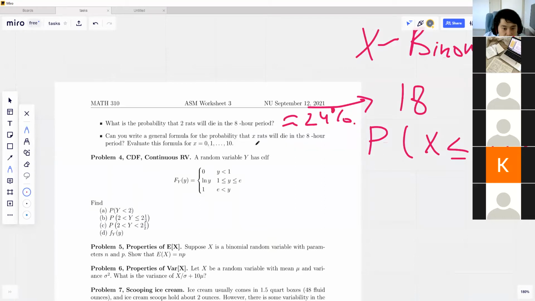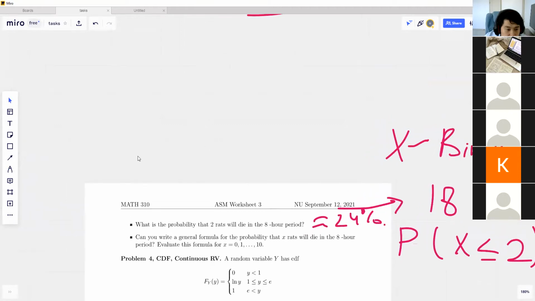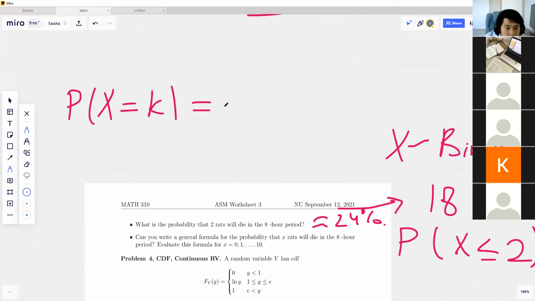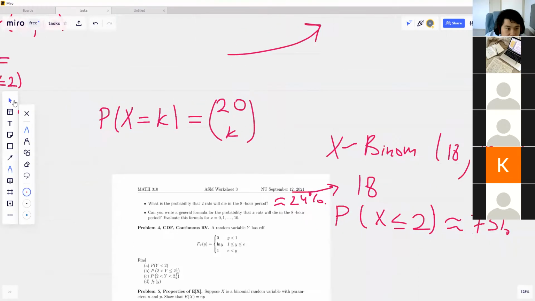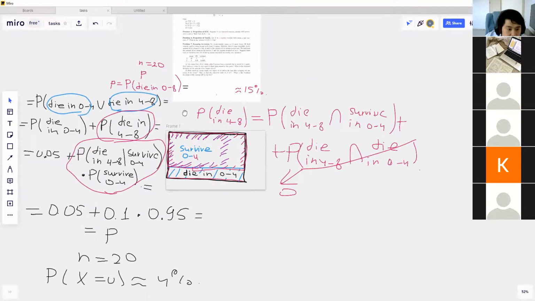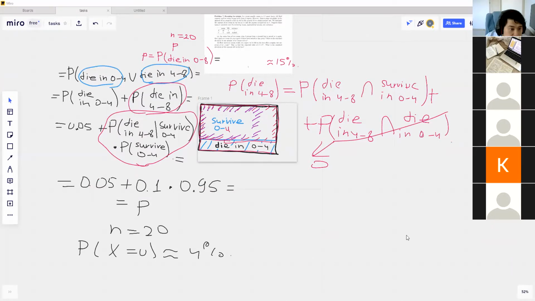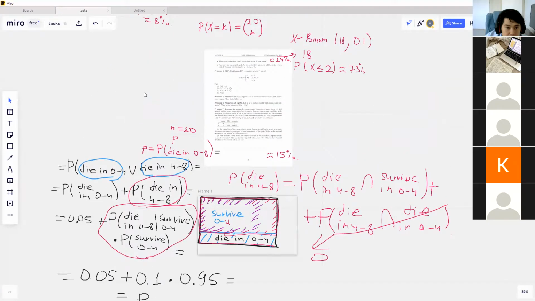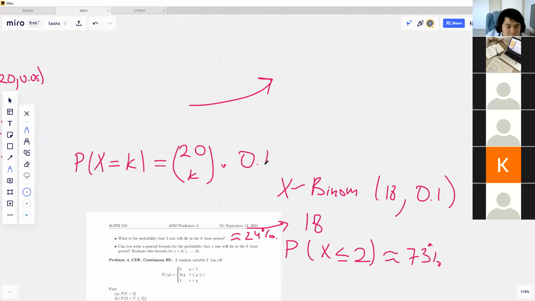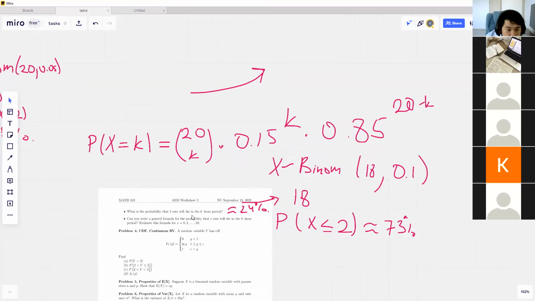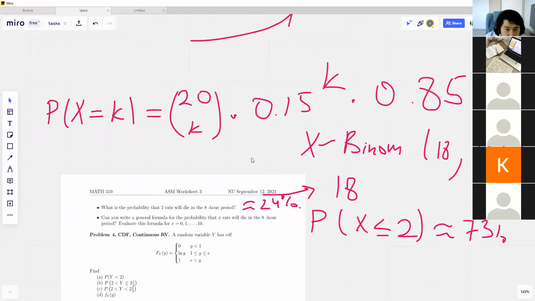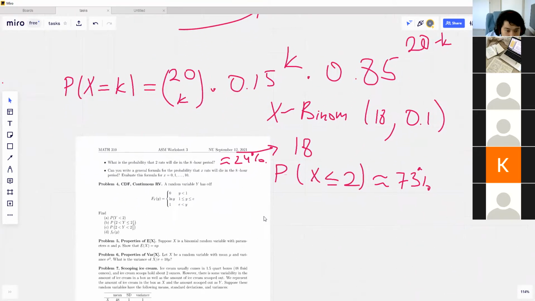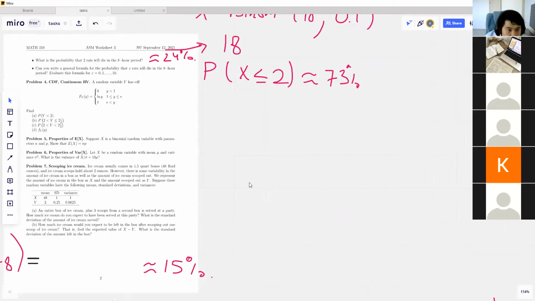Can you write a general formula for the probability that X rats will die in the 8-hour period? Evaluate this formula for X equal to 0 to 10. All right, so this is a binomial random variable. So the probability X is equal to K is 20 choose K. What was our probability of success? Get back to it. 15%, right? So the probability of success was 15%, multiplied by 0.15 to the power of K, multiplied by 0.85 to the power of 20 minus K. And then if we substitute those values for K, we can evaluate these probabilities, okay? So this is simply the binomial distribution. All right, any questions, guys?